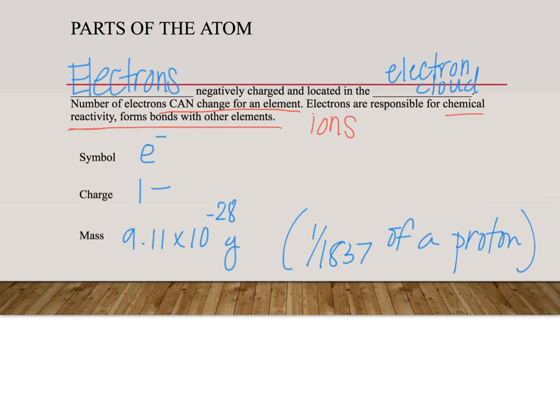It's actually what forms the bonds with other elements, and we'll see that when we get later on into the year. The symbol for an electron is an e with a negative sign. The charge is -1, and you can see that its mass, 9.11 times 10 to the negative 28, is much, much lighter than that of the proton and the neutron.